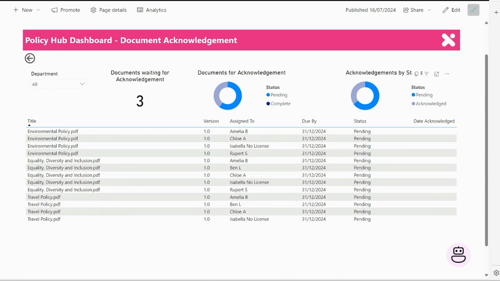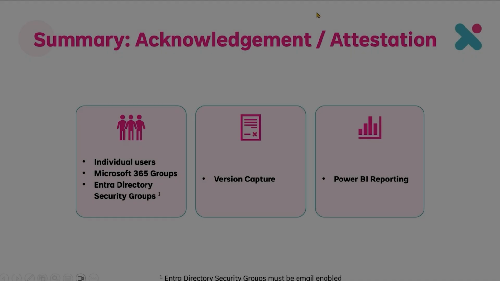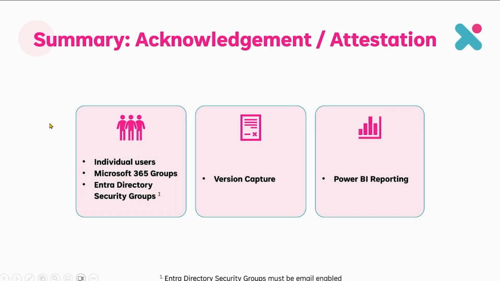So given all that, let's summarize what we've seen in the acknowledgement step. The first thing we saw is we could send a policy to individual users or Microsoft 365 groups or Active Directory or Entra Directory security groups. Now, those security groups do need to be email enabled. That's just a limitation of SharePoint. But those are the groups that you can use to send policies to.